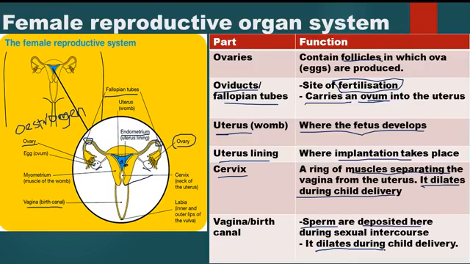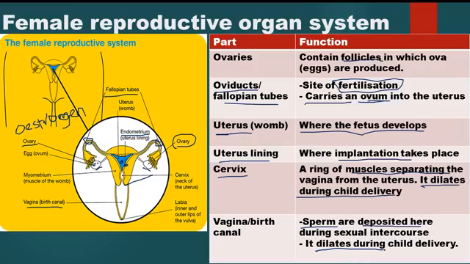Then you have the uterus, or the womb. That's where the fetus develops into a baby. Then you have the uterus lining, or the endometrium. That's where implantation takes place. Then we have the cervix that separates the vagina from the uterus, and also it dilates during child delivery.